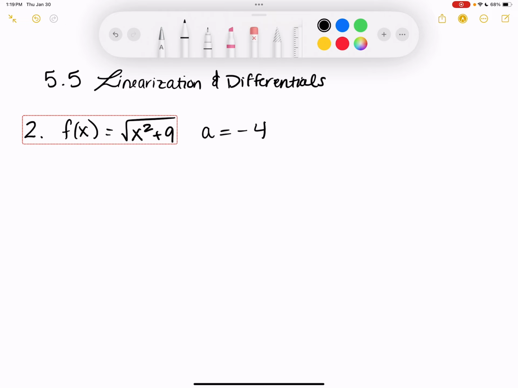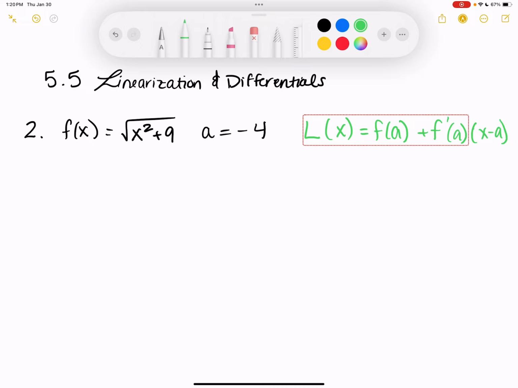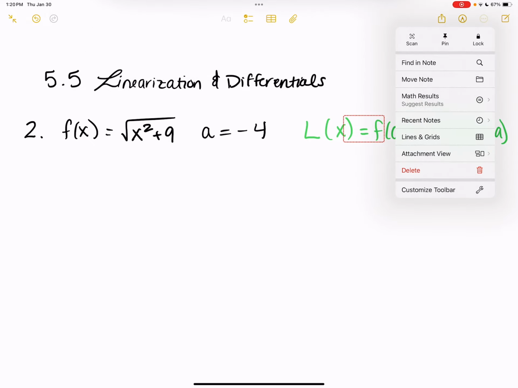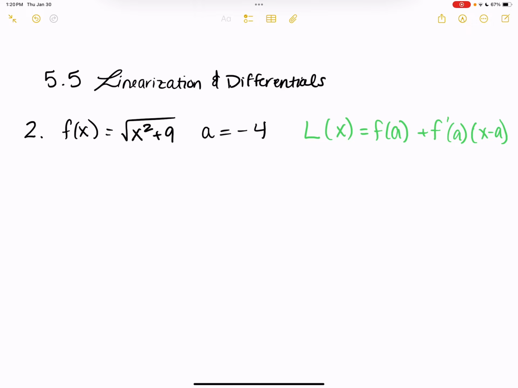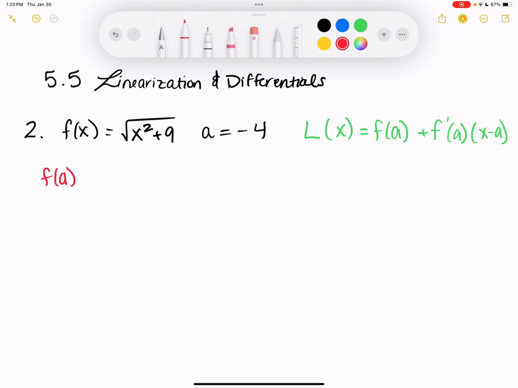All right, so just as a, well, I'm going to put it up here because it's not on my screen, but L of x equals f of a plus the derivative at a times x minus a. All right, so first thing I would do is find f of a. So we're just going to evaluate the function at a. So f of a, or let me do this, f of negative 4 is the square root of negative 4 squared plus 9, which is the square root of 25, or 5.